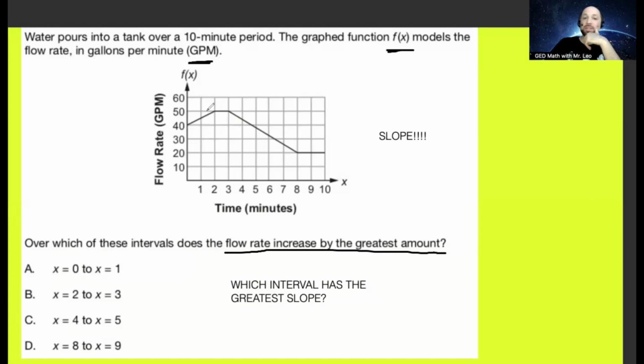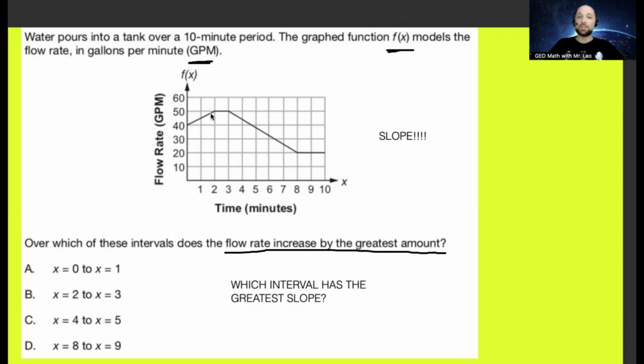It's not up here. That's a slope of 0. That flat line is a slope of 0. It's not sloping at all. The slope is right here. This is the highest slope. That is the only positive slope, meaning it's the only slope that's increasing. This is the only time the graph increases. It increases, that's a positive slope.